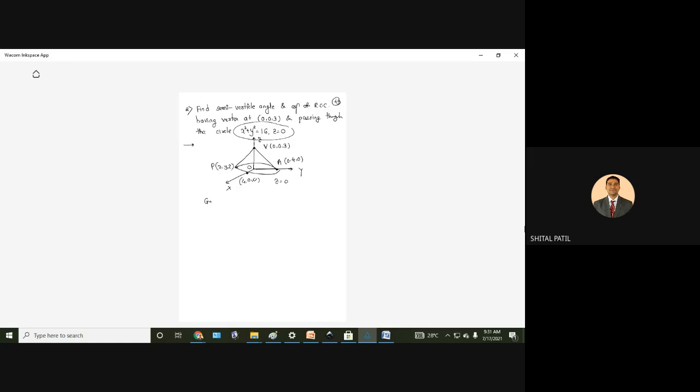So you might have understood what the generators are. Generators are VP, VA, VB. We can write their direction ratios also. For VP: x minus 0, y minus 0, z minus 3. If you want to find direction ratios of VA: 4 minus 0, 0 and minus 3. For VB: 0, 4, minus 3. Only 2 are required, this one and maybe this one. This is not required.